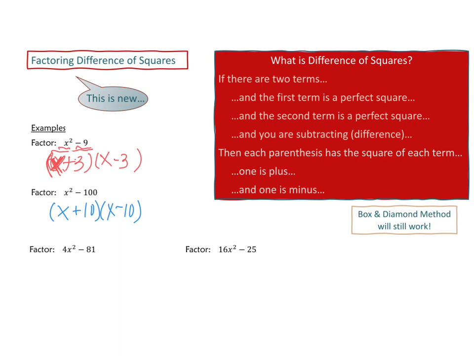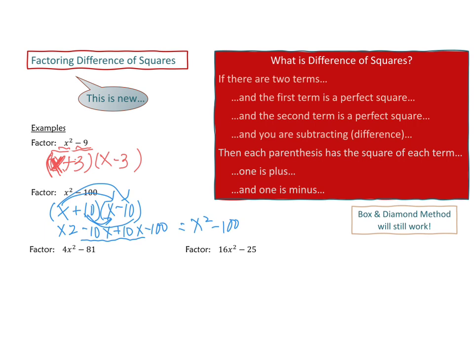But are we sure it's the factor? Take a look at it. X times x is x squared. X times negative 10 is minus 10x. 10 times x is plus 10x. 10 times negative 10 is minus 100. Well, as you know, negative 10x and positive 10x cancel. And so what this equals is x squared minus 100. What we started out with, so it is a correct factoring of x squared minus 100.